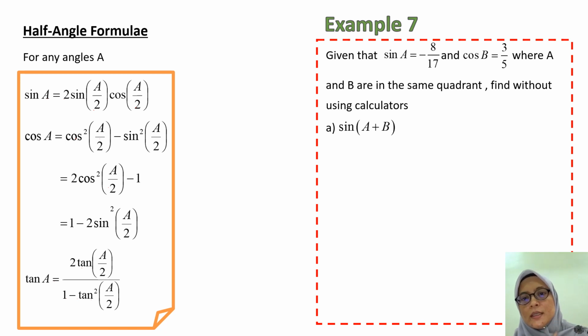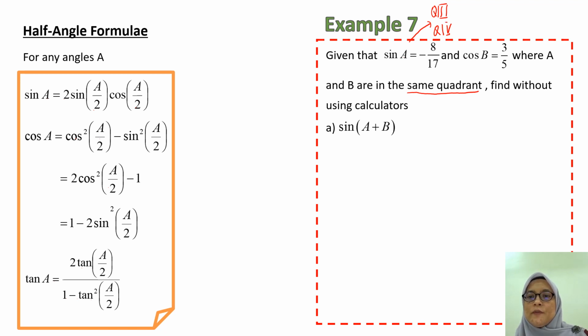Okay, so example 7, given that sin A is negative 8/17 and cos B equal to 3/5, where A and B are in the same quadrant. Okay, so then find without using calculators. Okay, so first kita kena tengok dulu kita punya A dengan B tu kuadran apa, sebab dia adalah same quadrant. Okay, so kita tengok ini sin A is negative value. So kalau sin is negative, dia adalah kuadran 3 and 4. Third and fourth quadrant.